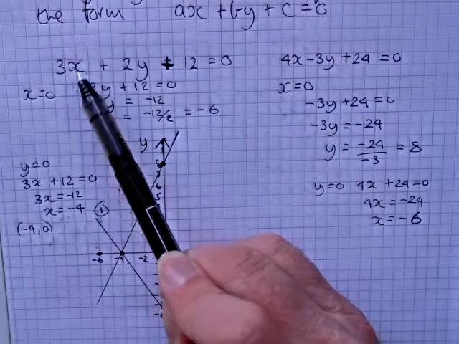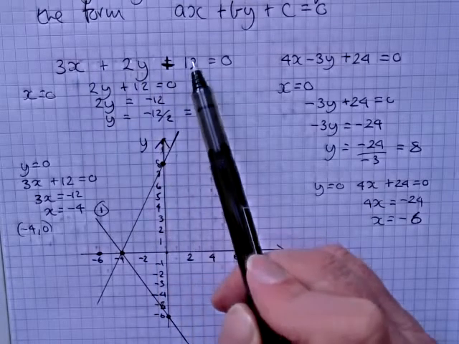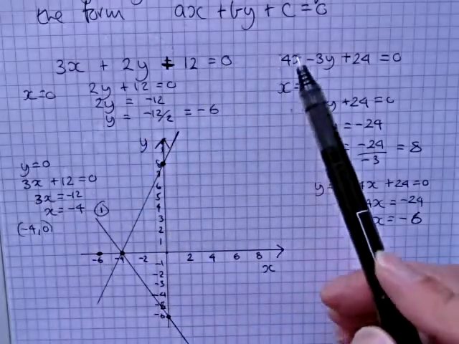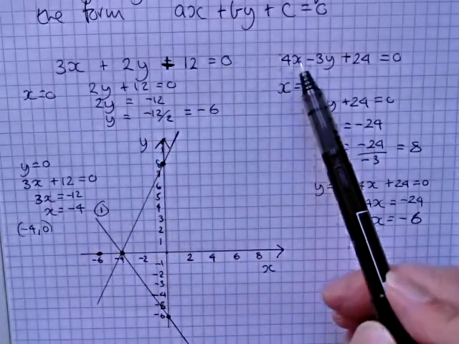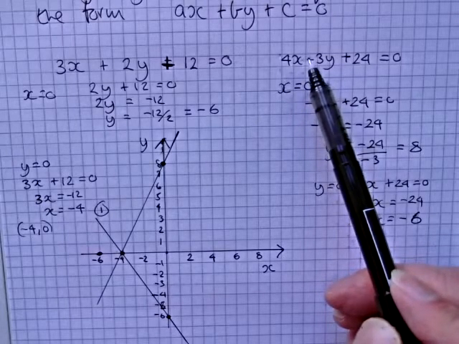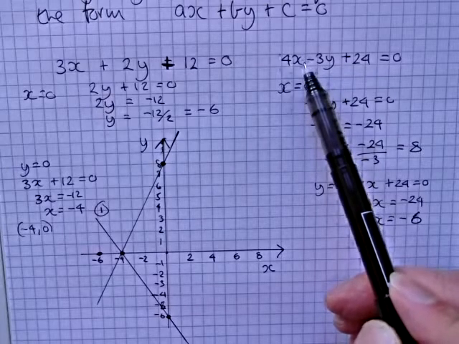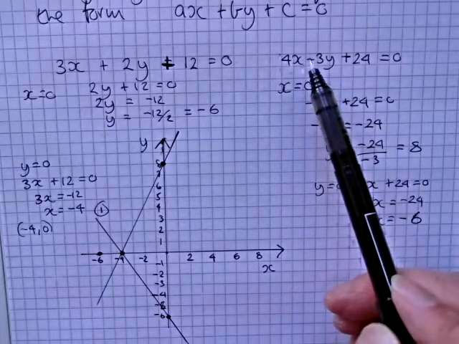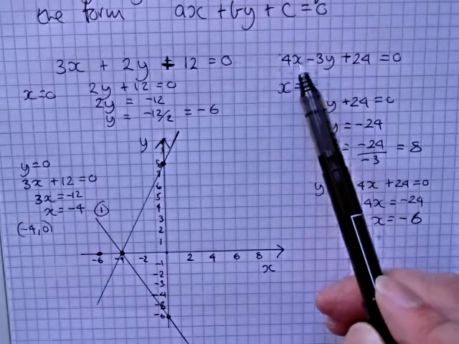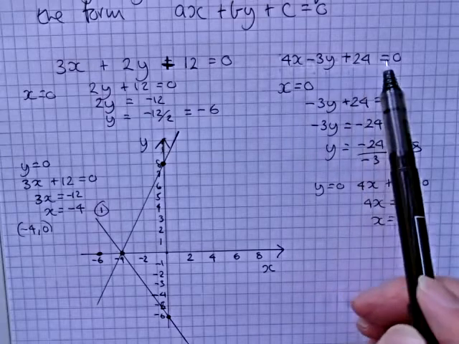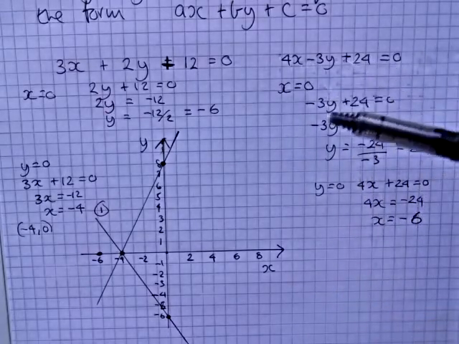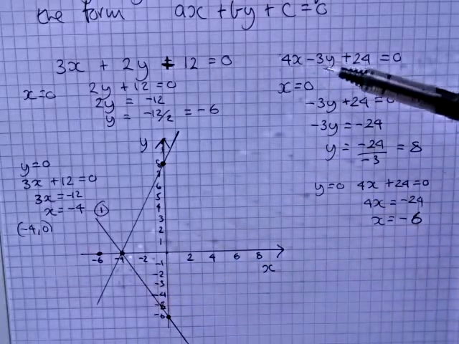The numbers minus 4, 0 will work here. 3 times minus 4 is minus 12, plus 2 times zero, plus 12 is 0. So that's minus 12 plus 12 is 0. If we take it over to our next equation, 4 times minus 4 is minus 16, minus 3 times zero, plus 24. Have I made a mistake in this?